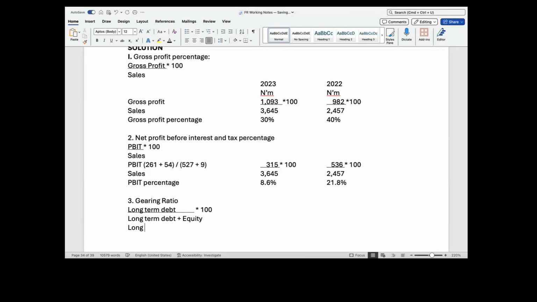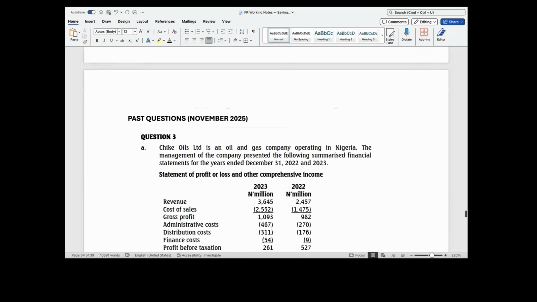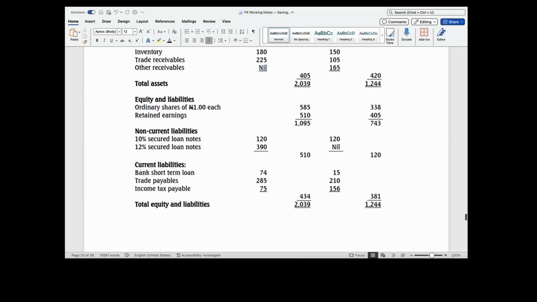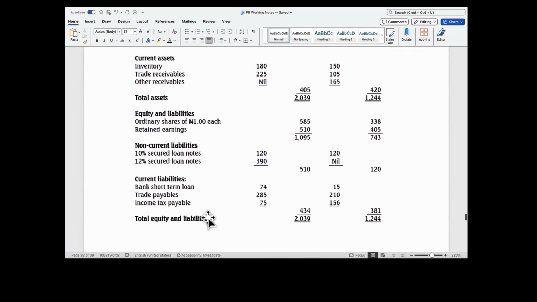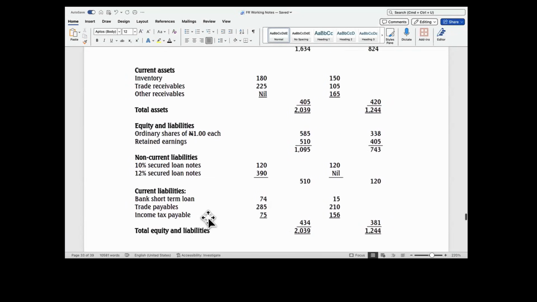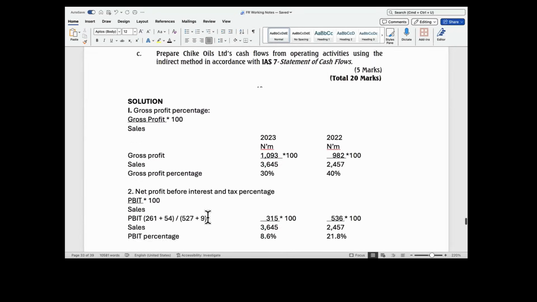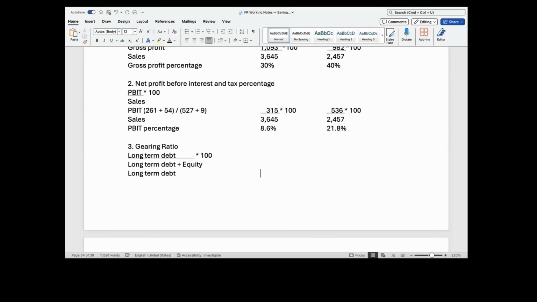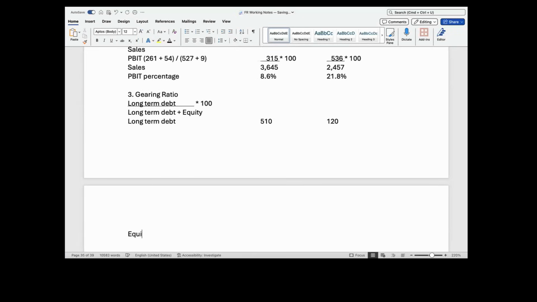So what's our long-term debt here for 2023? How much? 510. Okay, 510. What about for 2022? 120. 120. What about my equity for 2023?